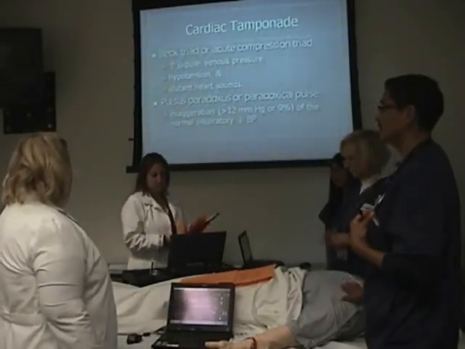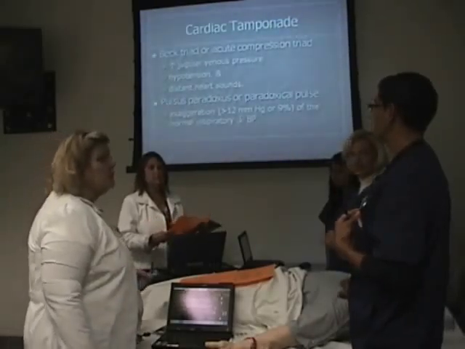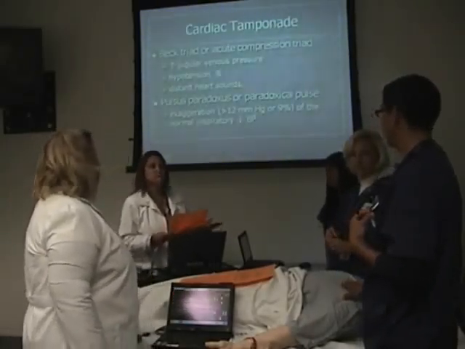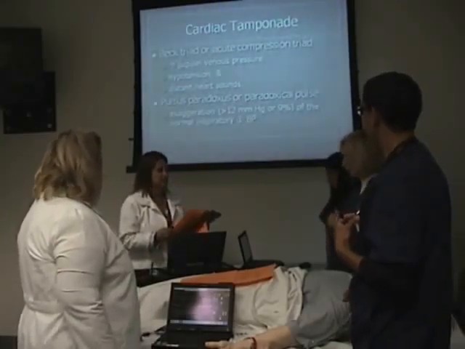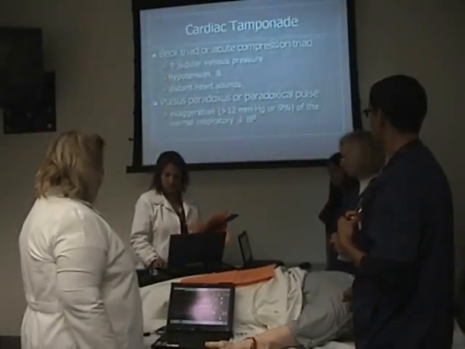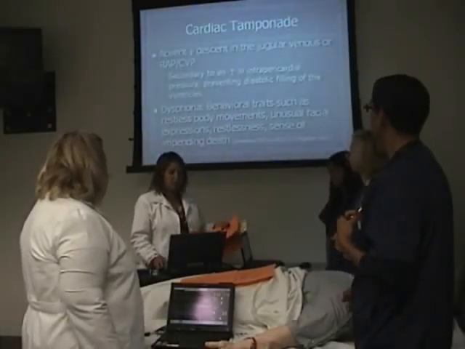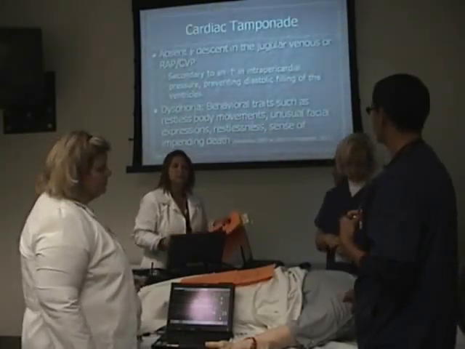Well, the pulsus paradoxus was definitely there. You could see it in the 12 lead. The heart sounds were worse the second time around than the first time. Good physical assessment skills. And the CVP and the PA pressures were equalizing. What other physical assessments besides the distant heart tones did you notice?